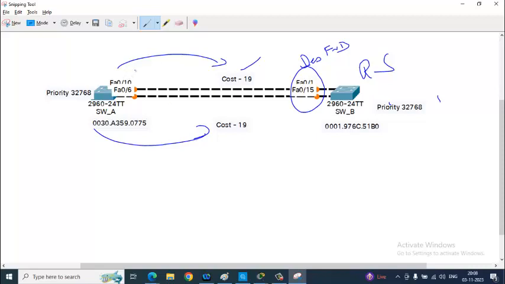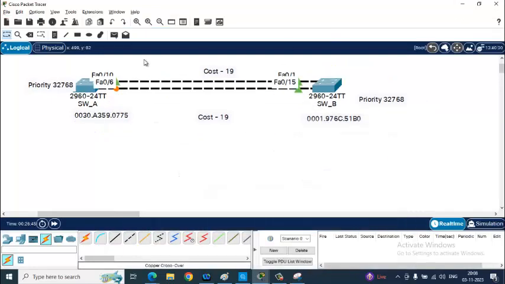Alternate link means that if that link goes down, then this is an alternate. It's a backup, 128.1. So it's standby, it's blocking. Spanning tree automatically prevents the loop, and we did not do any configuration.